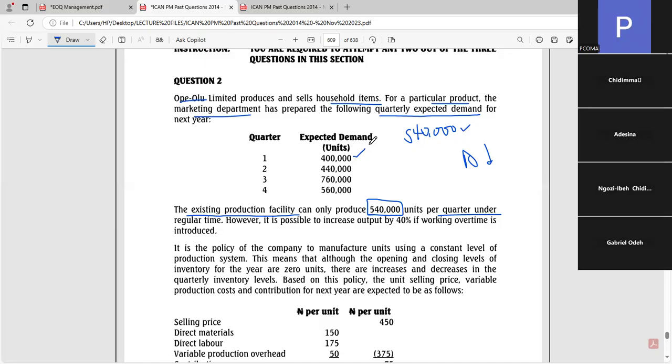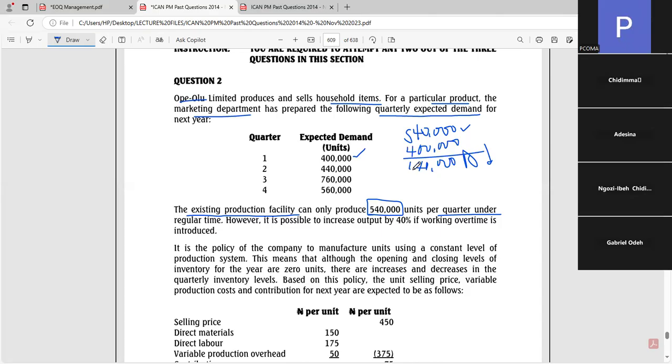Yes, sir. Can you meet up with your demand or not? Yes, it covers, sir. That's true. What is the closing stock? It should be 140, sir. How do you get the 140? 540 is what you produce and 400 is the demand, which is sales. It means that you have a closing stock of 140 in the first quarter.